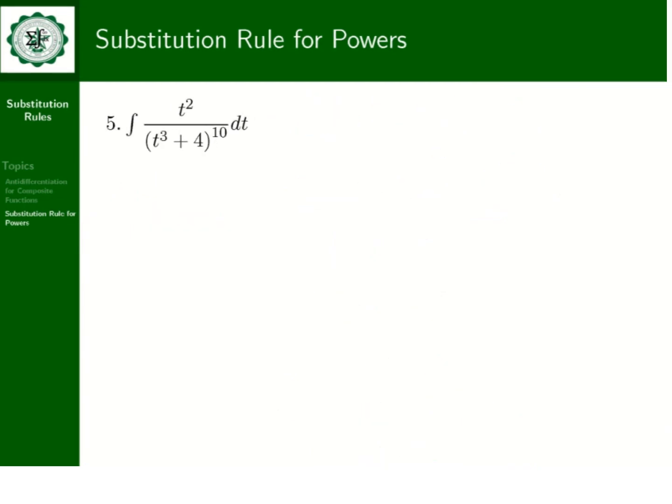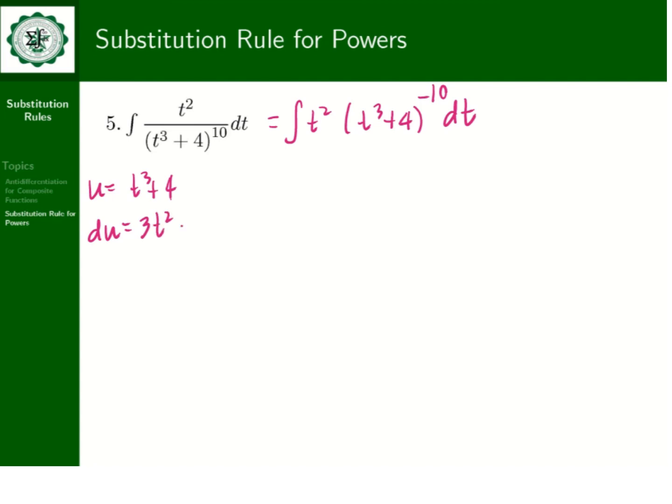Example 5, we have the indefinite integral of t squared over (t cubed plus 4) raised to 10 dt. So this is the same as t squared times (t cubed plus 4) raised to negative 10 dt. Here we let u be the base, so this is t cubed plus 4, and then du is 3t squared dt.